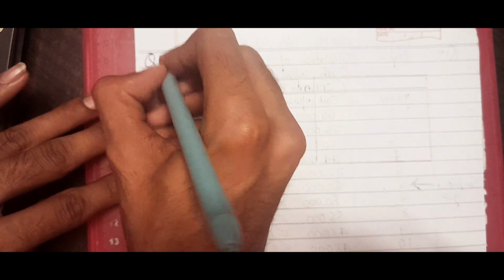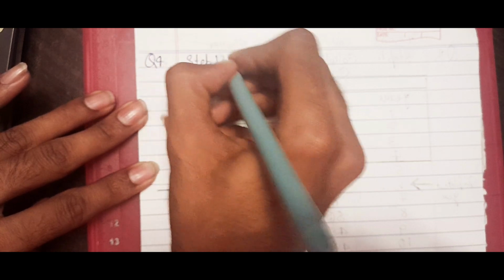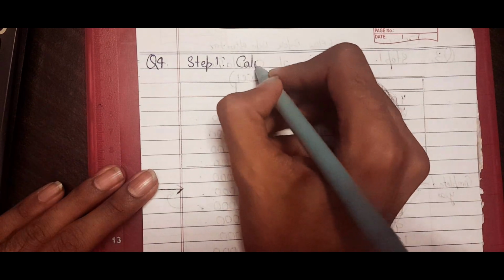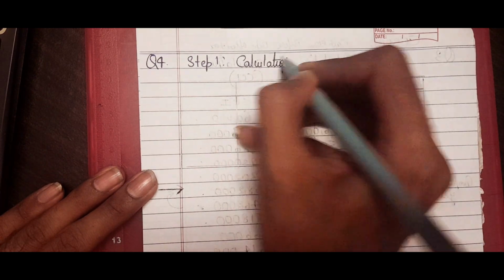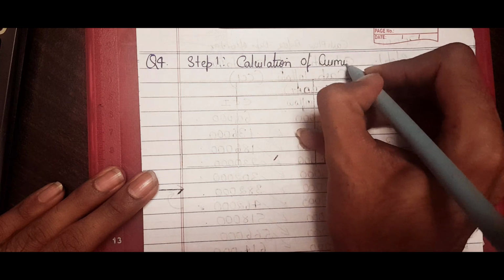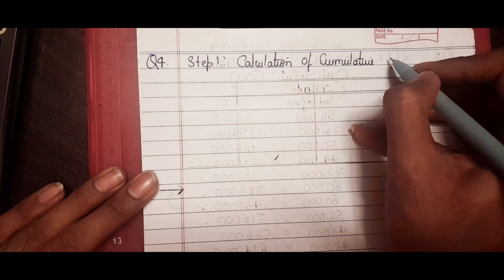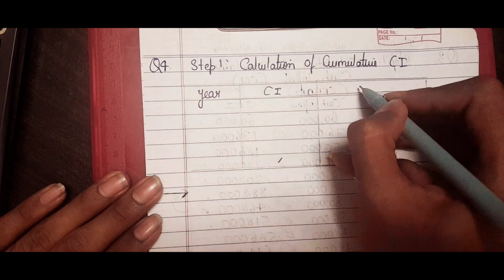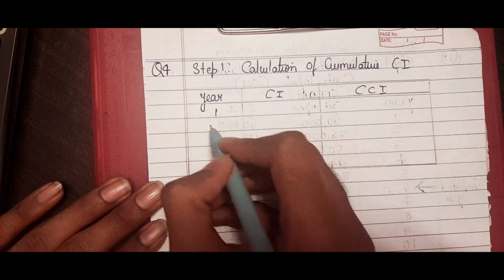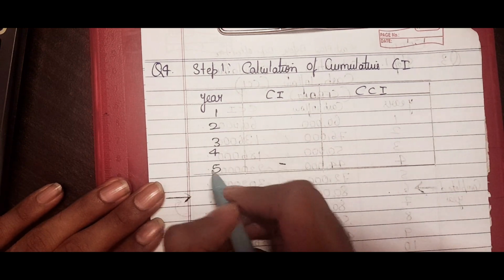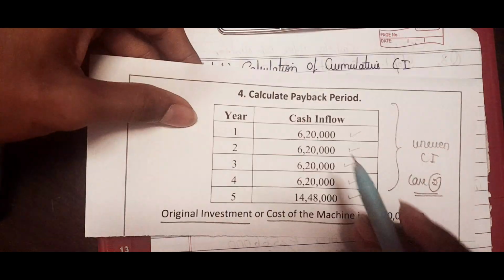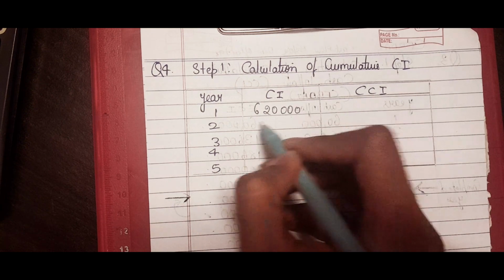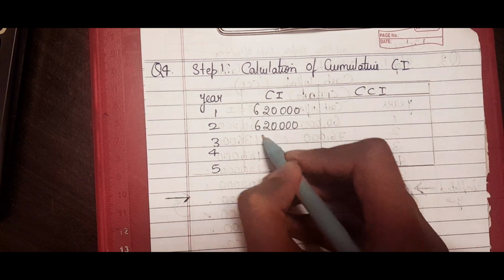So first we need to follow step 1. Step 1 says to calculate cumulative cash inflow. So we need to take three columns: year, cash inflow and cumulative cash inflow. So in total we have data pertaining to 5 years. See, 1, 2, 3, 4, all 4 years is 6,20,000 only. So we will write that first for all 4 years.